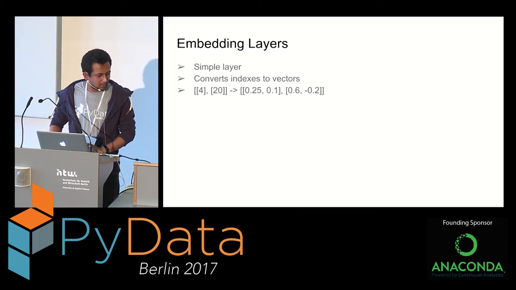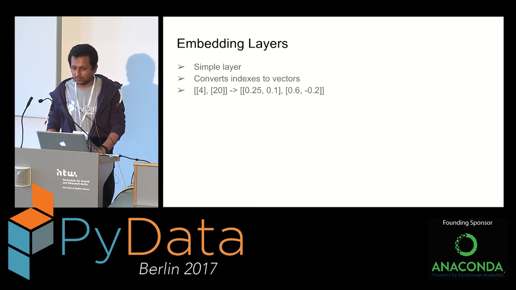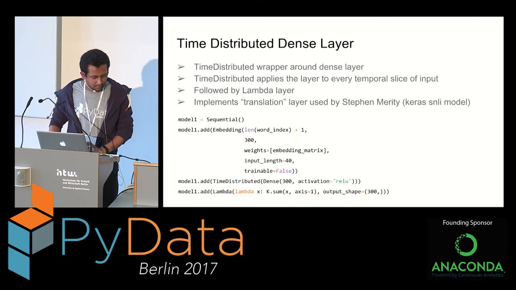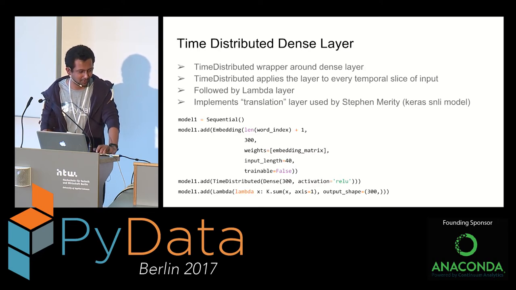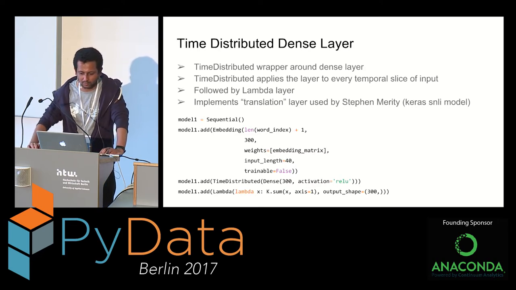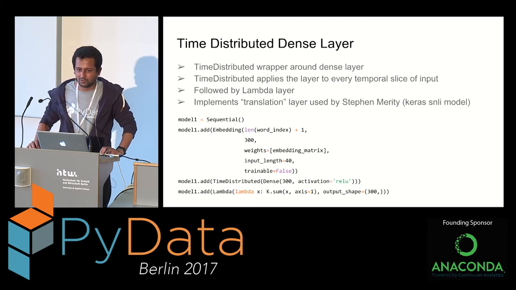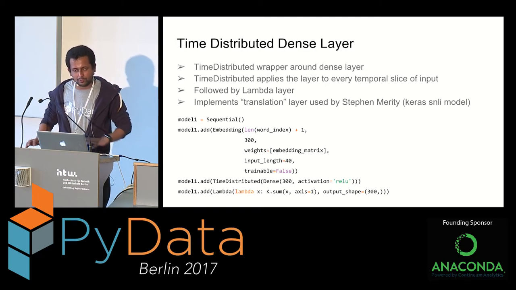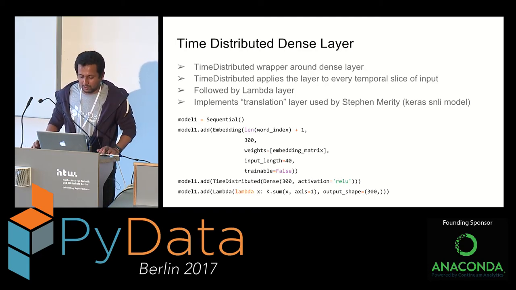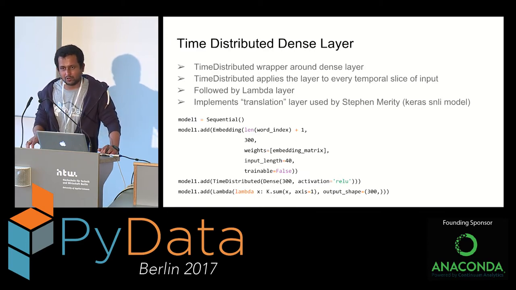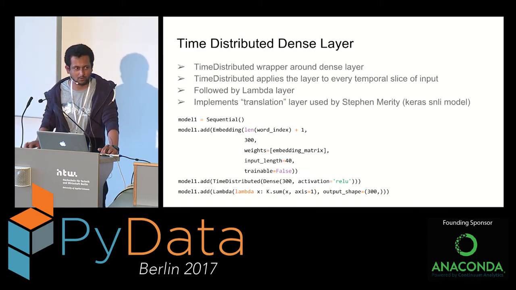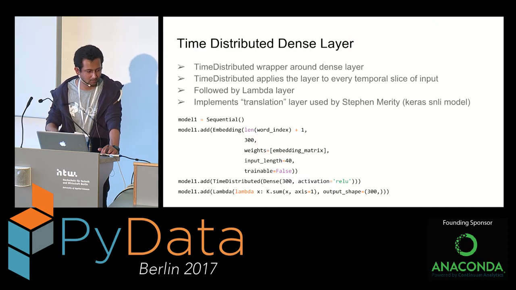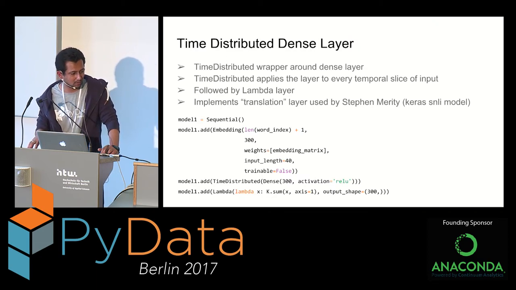I think I forgot to mention I'm using Keras for everything. Then we have the time distributed dense layer. Keras has a time distributed dense wrapper, and if you use that wrapper on any layer, it applies the layer to every temporal slice of the input. I use this wrapper around the dense layers in Keras, and that's why it's time distributed dense.